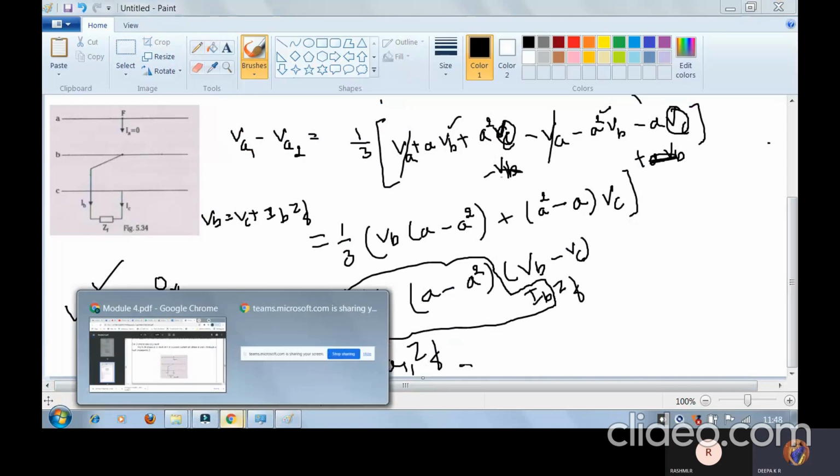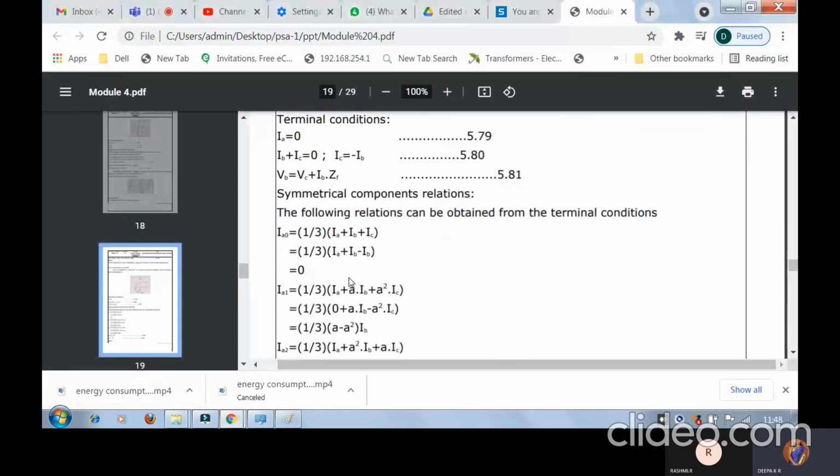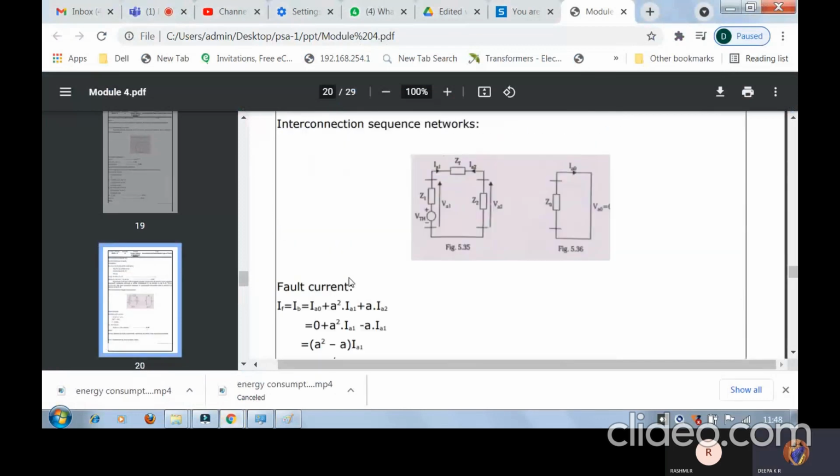Sequence diagram means VA1, VA2 comes at one port. So you can see the diagram here. Yes, so this is the diagram, where you have VA1, VA2 and VA0. The positive sequence and negative sequence currents are opposing each other, IA1 and IA2. IA1 is equal to minus IA2, and for the zero sequence, IA0 is equal to 0, VA0 is equal to 0. Then after getting this, you are going to find out what is IF.